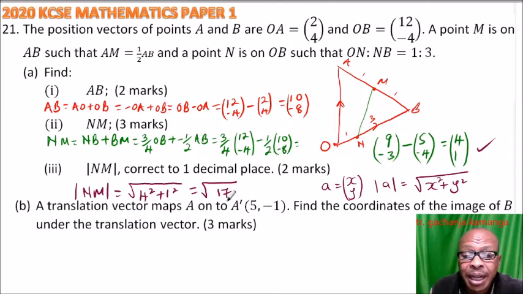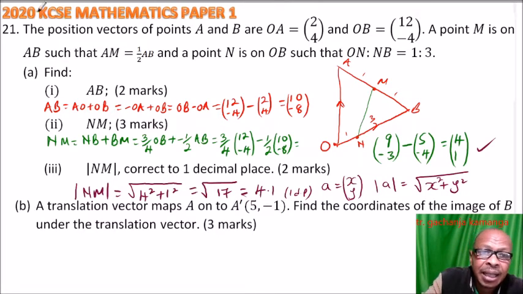And using your calculator, you get 4.1. You get other decimals, but we are told to write in one decimal place. So that is the magnitude, to 1 decimal place. Very important. You get 2 marks for expressing that. So finally we go to part B.